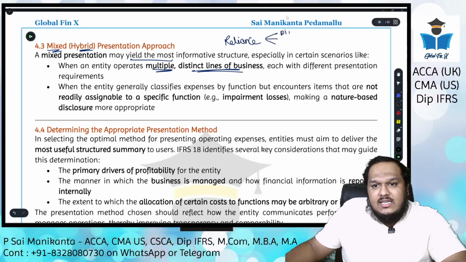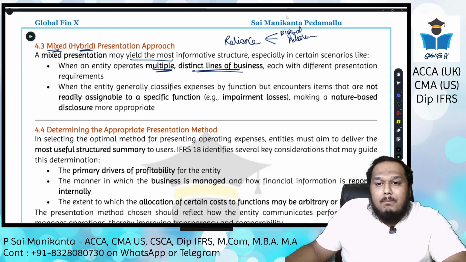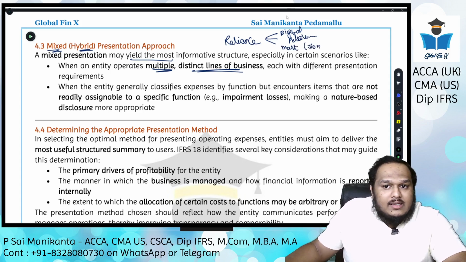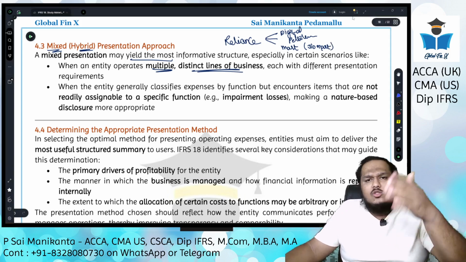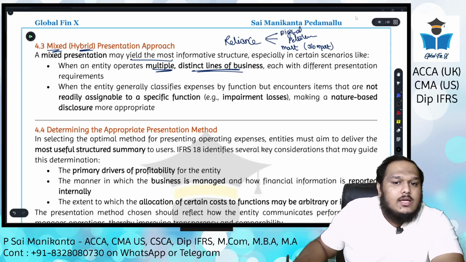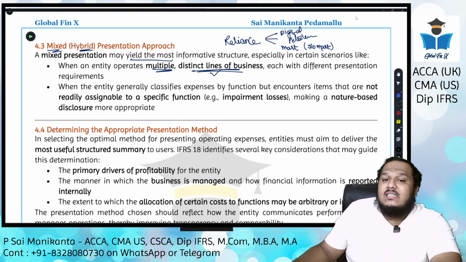So Reliance Digital is there, Reliance Petroleum is there, Reliance Mart is there, which is now termed as Jio Mart, I believe. Then Reliance Communications, Jio Communications is there. There are so many wings of Reliance. So in such kind of multiple distinct lines of businesses, you should follow a hybrid model.